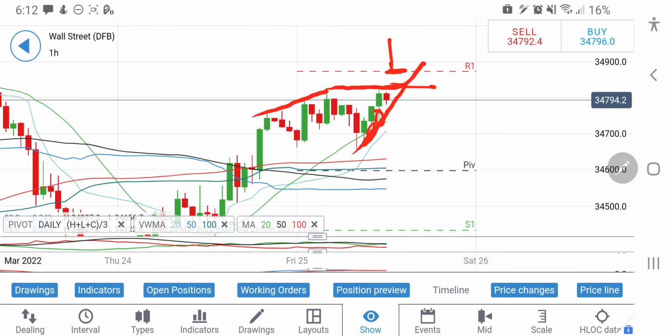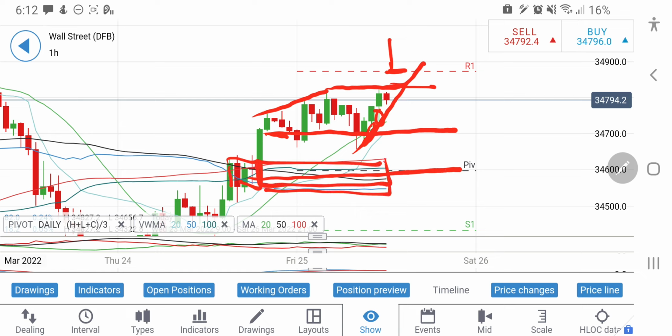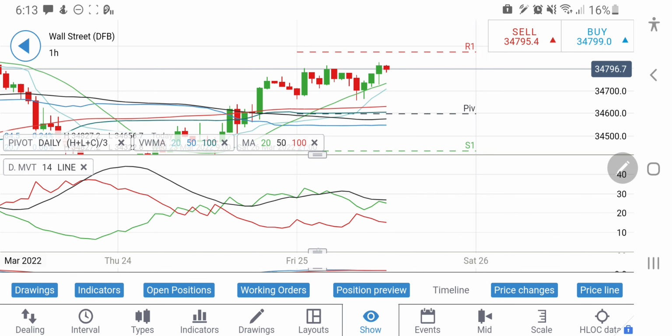Also on the downside, once you see it trading below this zone, what is the zone? 34,700. I told you in the morning analysis also, 34,700 is going to remain critical, and below that this zone is important. What is this zone? This is 34,620 to 34,580 level. This zone is going to be important. So if it breaks 34,700, you can expect that probably it may come down to 34,580 to 34,600 zone, and beyond that we may see a strong fall.